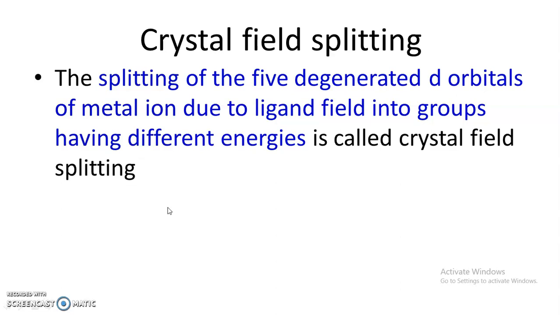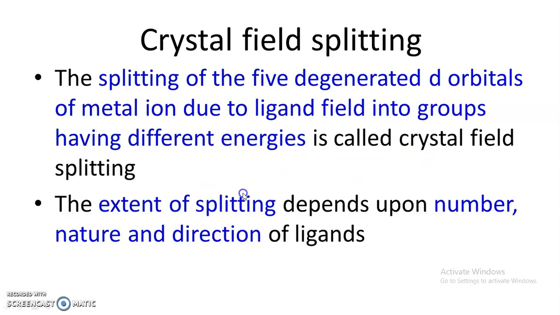In an octahedral ligand field, there will be 2 different energy levels of d orbitals, and as there is a formation of different energy levels, it is called splitting of d orbitals. And the extent of splitting depends upon the number, nature and direction of ligands. It increases with an increase in the number of ligands. Greater the number of ligands, greater is the possibility of interaction between ligands and electrons present in the d orbitals, and therefore the extent of splitting will be more.